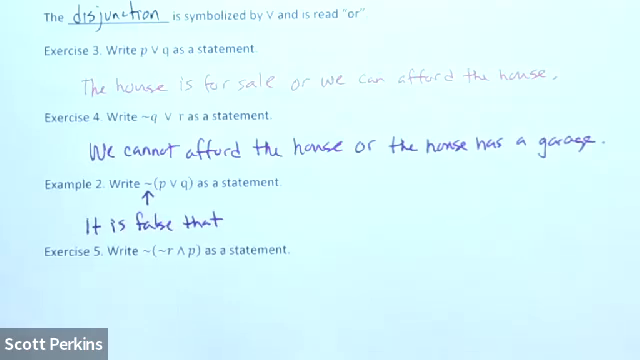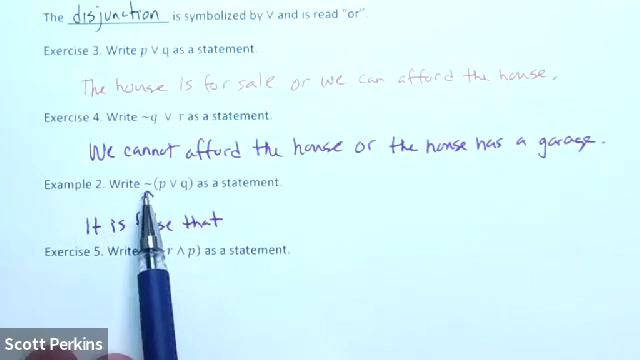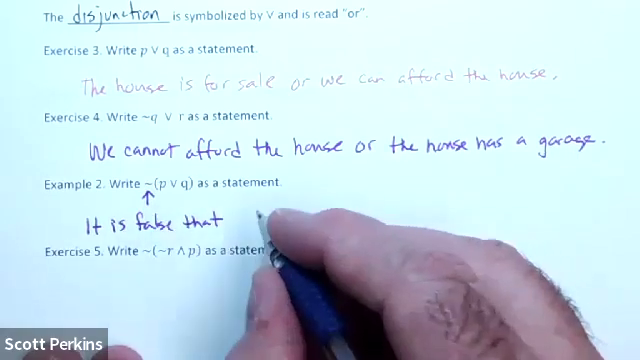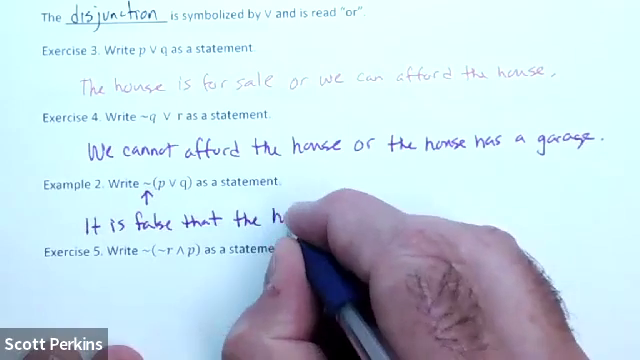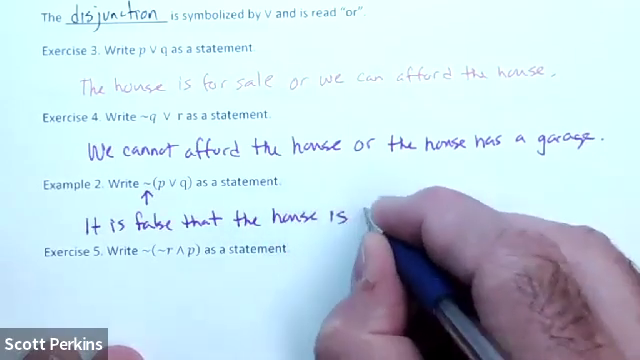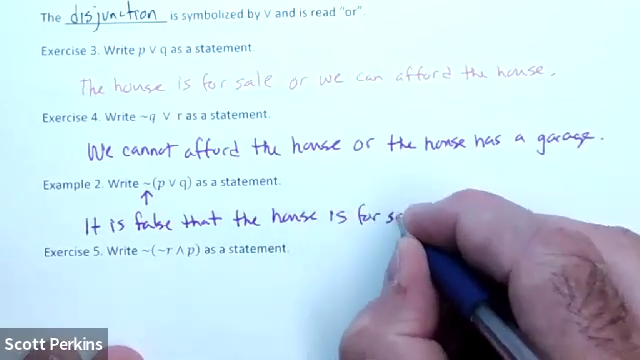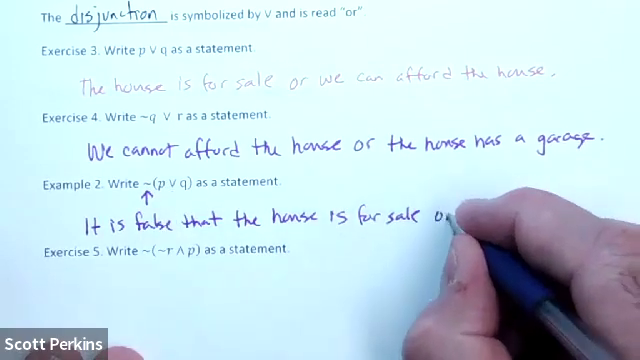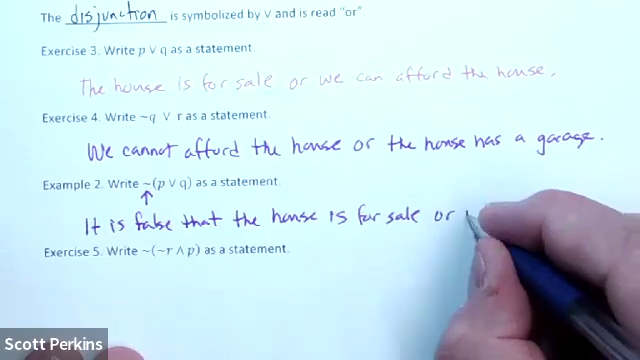Okay, I'll say it is false that. And then that it is false that covers the negation and the parentheses. You're good. Now you're just going to write what's in the parentheses as a statement. So it is false that P, the house is for sale. I got a disjunction right there. So it's going to be or, and then Q is we can afford the house.